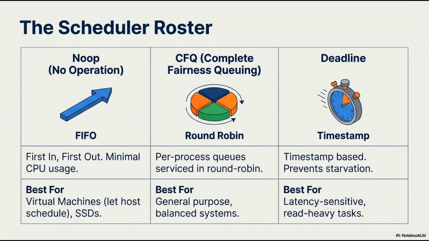SSDs. Solid-state drives. Oh, of course, because there is no moving arm. Exactly. There is no seek time. Reading data from one end of the drive is just as fast as reading from the other. All that complex math to minimize arm movement is totally pointless on an SSD. It just burns CPU cycles for no reason. So on modern flash storage, dumb is actually faster.